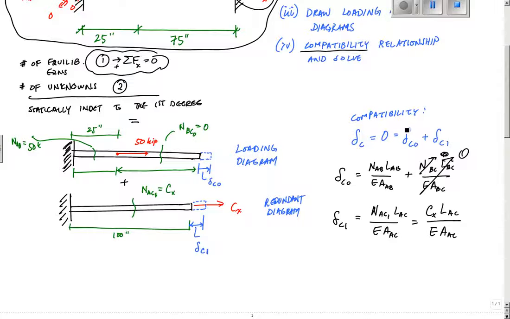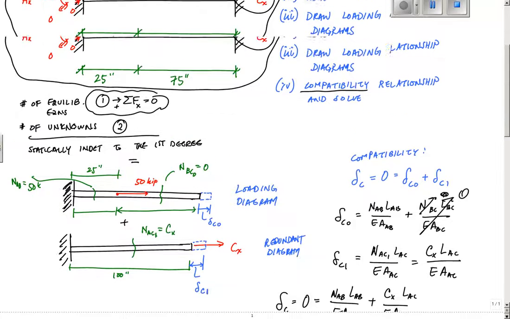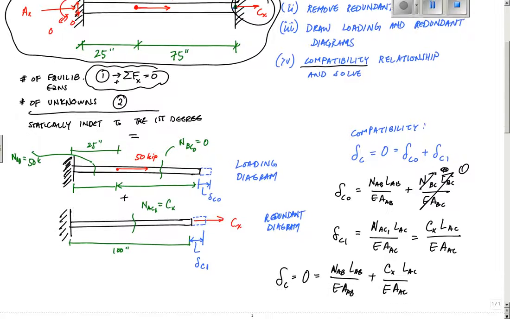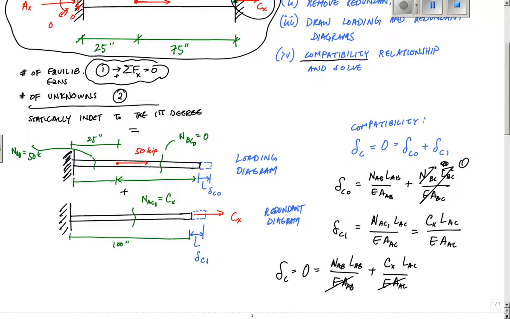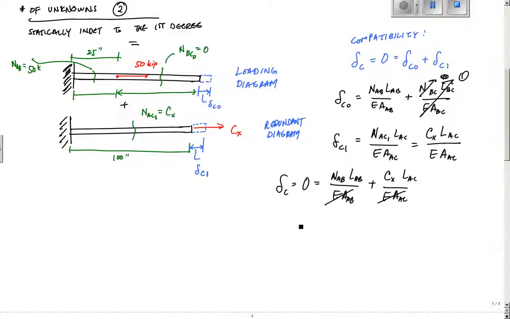And now I plug these back into my compatibility relationship right here, so that I have delta C, which is equal to 0. The deformation of C is 0 at this reaction, right? And here I have NAB LAB over EAAB plus CX LAC over EAAC. And thankfully the EA of this entire rod is uniform. It's 3 inches squared, or you know what, we don't even need that number because it's equal to 0, and we multiply this whole thing through by EA. What we end up with is that CX is equal to minus NAB LAB over LAC.